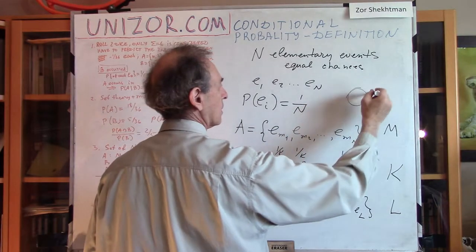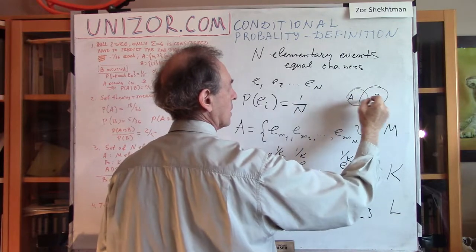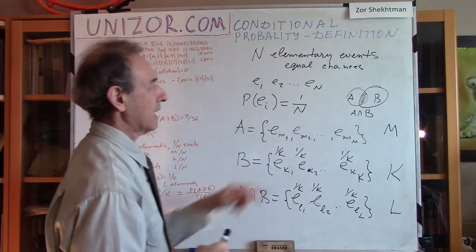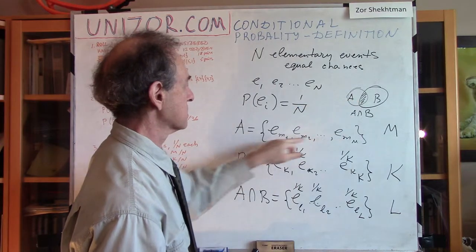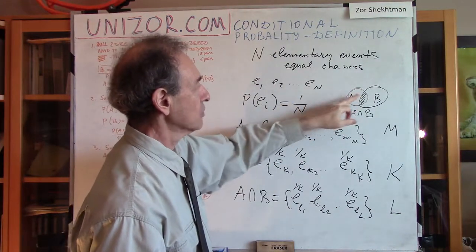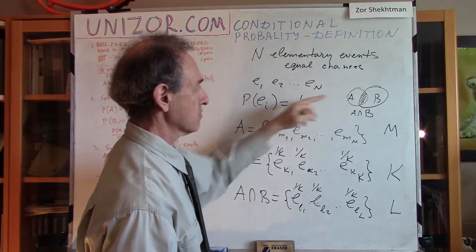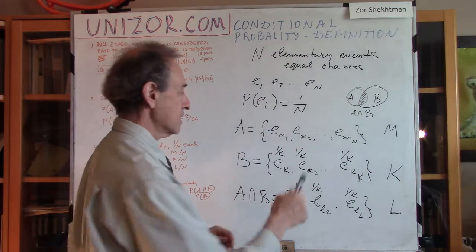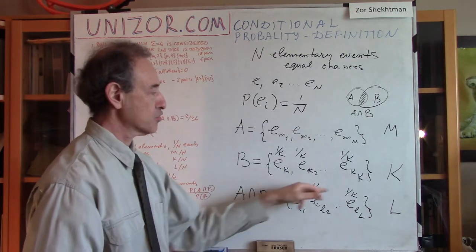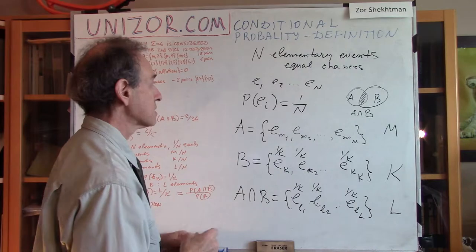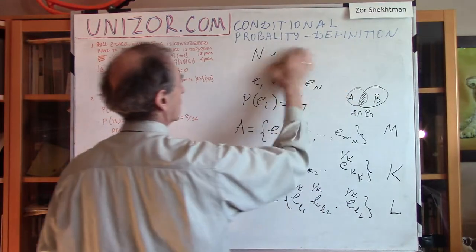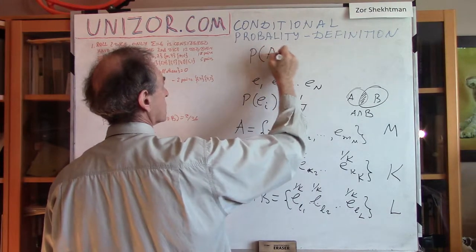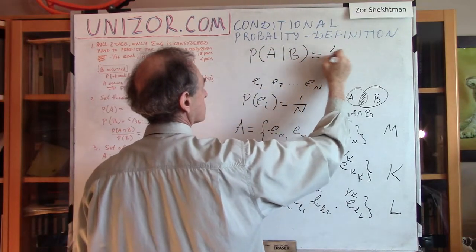So this is A, this is B, this is A intersection B. So I'm talking about adding up everything which is within A. And those which are not part of B have the measure of zero, so I ignore them. All I have to summarize are those which are inside of this shaded area. So these are L elements. Each one has a measure of 1 over K, which means that the probability of A under condition B is supposed to be equal to L over K, right?